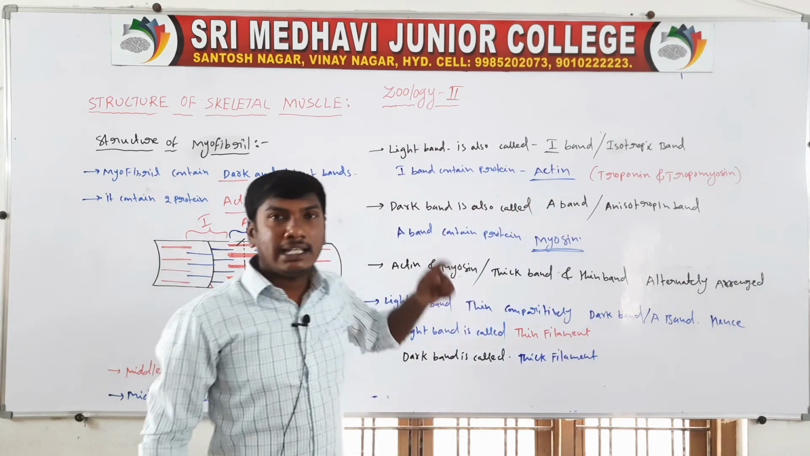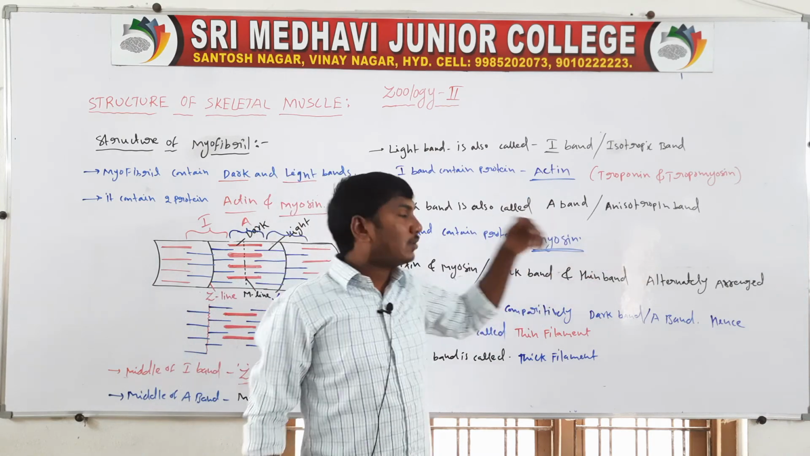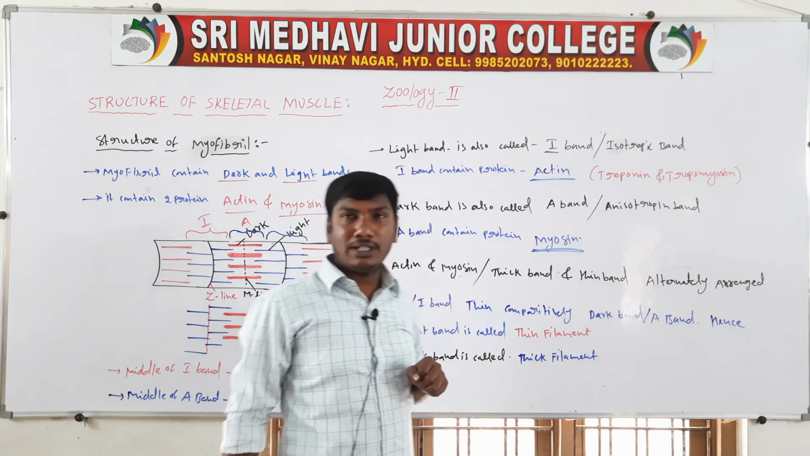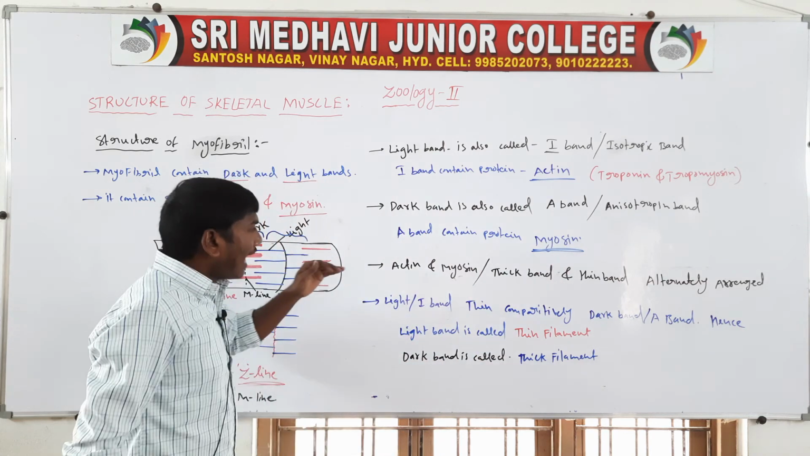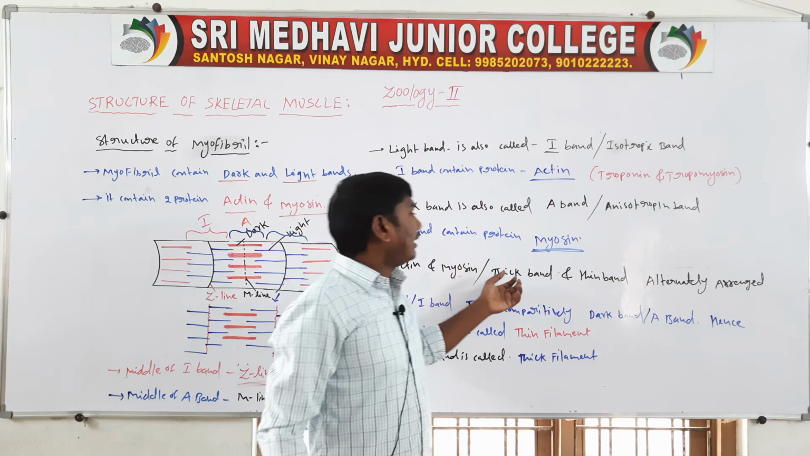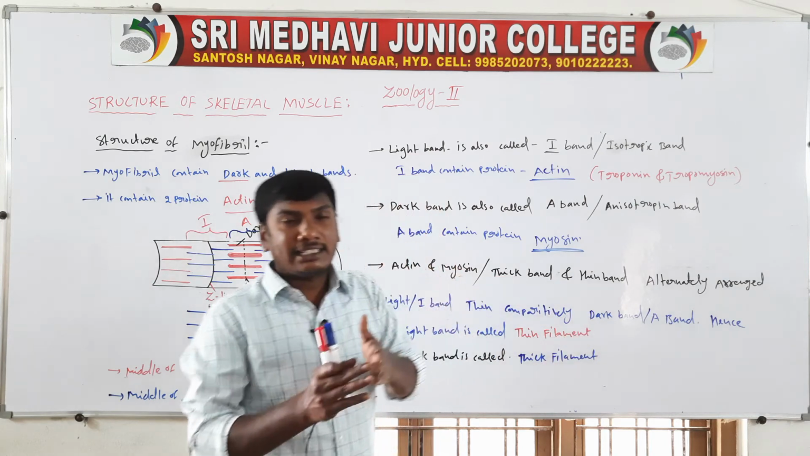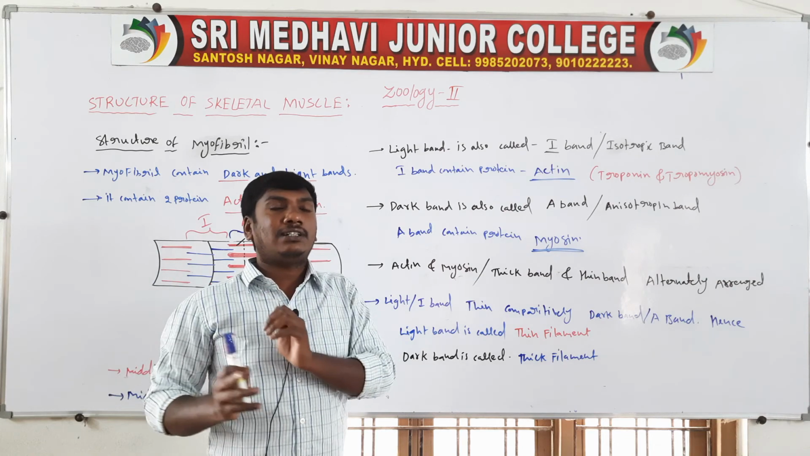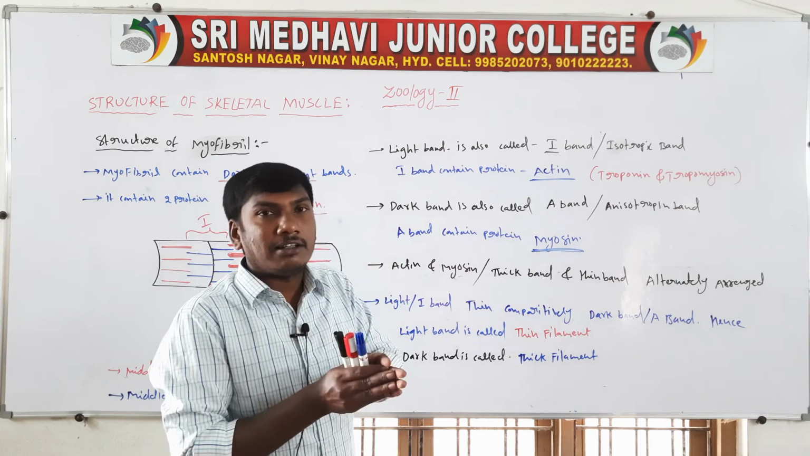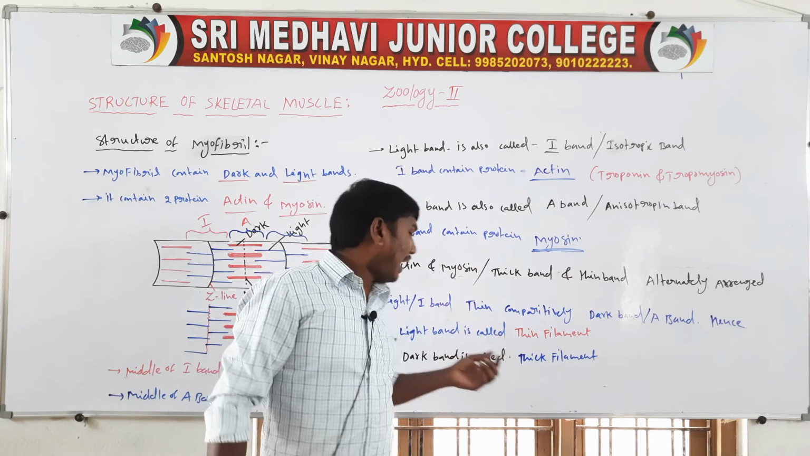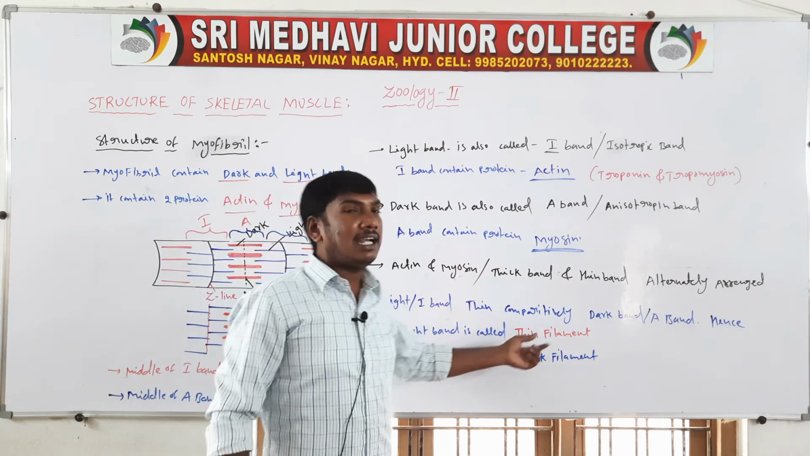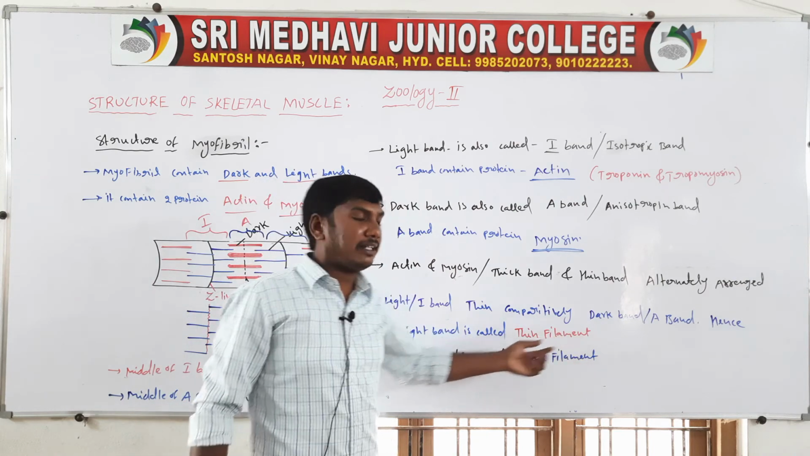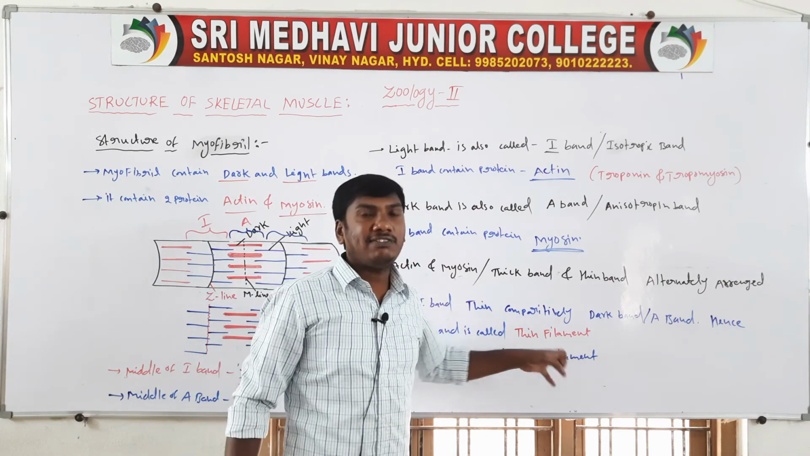The dark band is called the A band, or anisotropic band. This band contains the protein myosin. So the actin and myosin form the thin band and thick band. Actin is relatively thin compared to myosin. The light band is the thin filament, and the dark band is the thick filament.